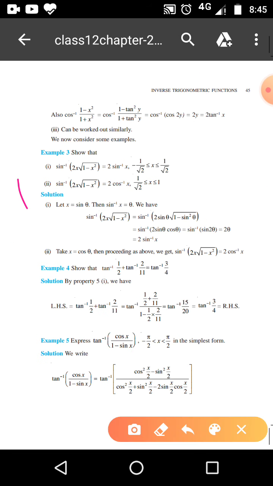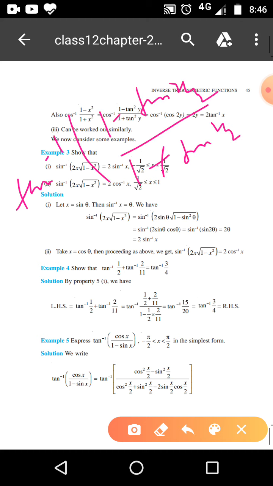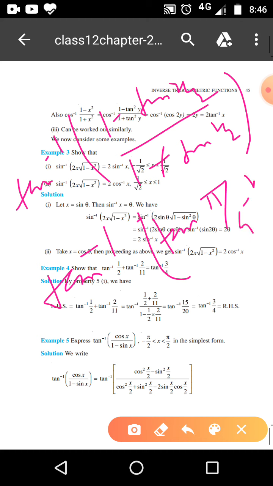So your result is tan inverse of 1 minus tan x by 2 divided by 1 plus tan x by 2, and this is nothing but tan inverse of tan of pi by 4 minus x by 2. So this is pi by 4 minus x by 2. This is your result, and this is the simplest form of that particular question.